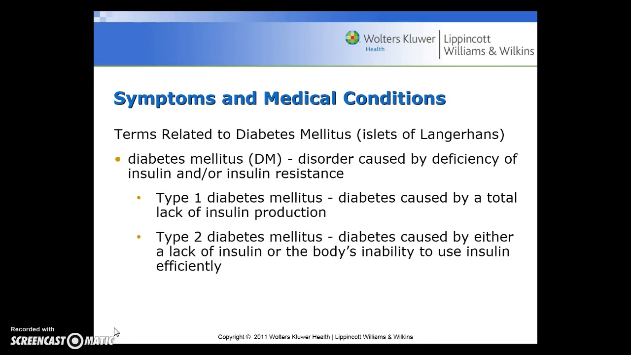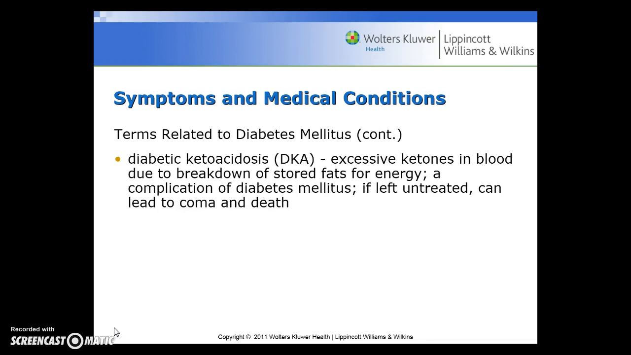Terms related to diabetes mellitus, or the Islets of Langerhans. DM is the abbreviation for diabetes mellitus, and that's a disorder caused by deficiency of insulin or insulin resistance. Type 1 diabetes mellitus is caused by a total lack of insulin production in the pancreas. Type 2 is diabetes caused by either a lack of insulin or the body's inability to use the insulin efficiently.